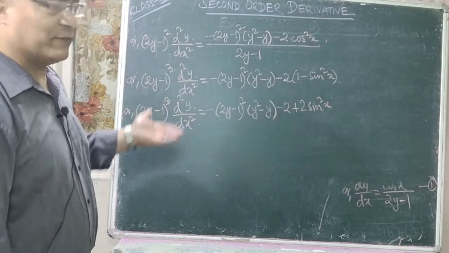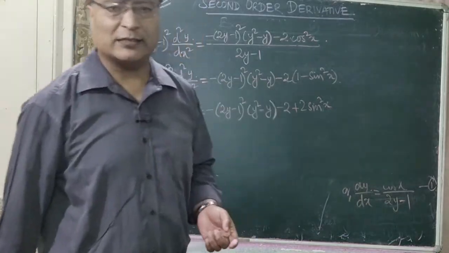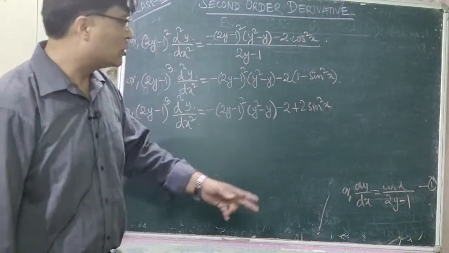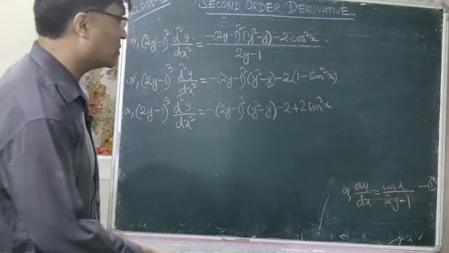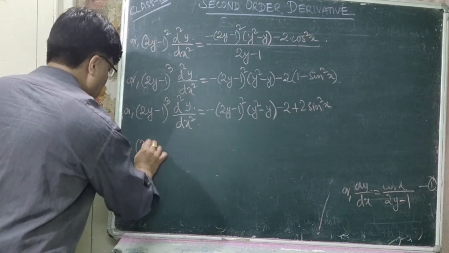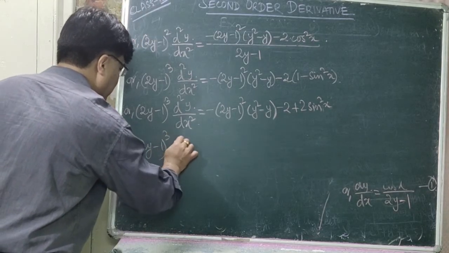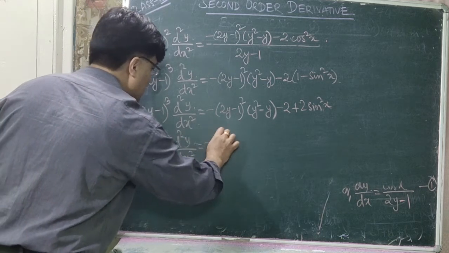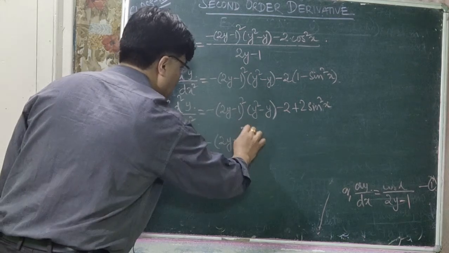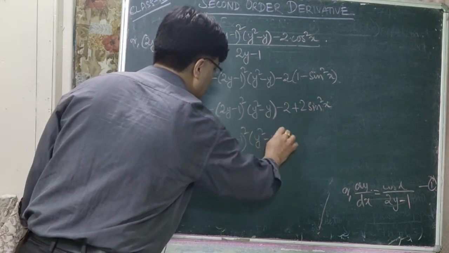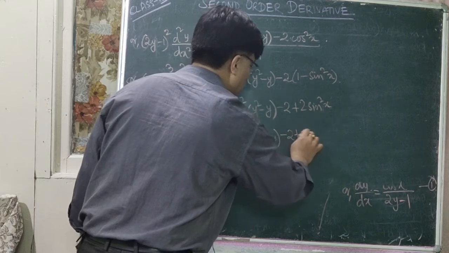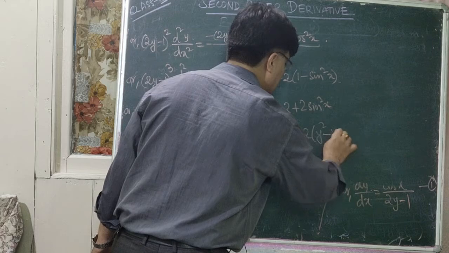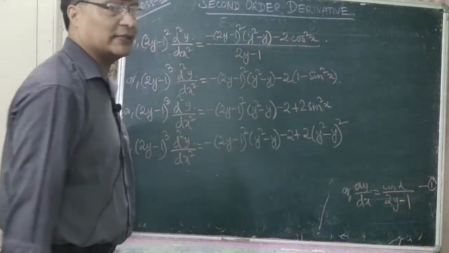So now let us simplify it further. You know the value for sin x, isn't it? So from the given we got sin x is equal to y square minus y. So instead of sin x you can put y square minus y there. So (2y minus 1) whole cube into d2y by dx square is equal to minus (2y minus 1) whole square into (y square minus y) minus 2 plus 2 into, what is sin x actually? It is y square minus y, that whole square, because the square is there, isn't it?